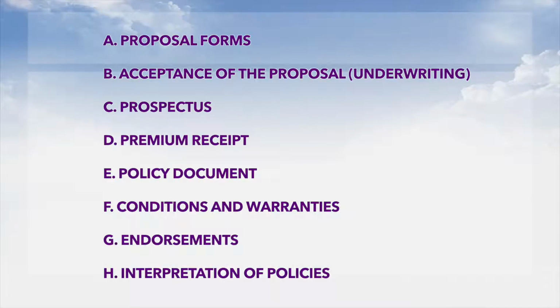Now we are going to learn about a few concepts: what is a proposal form, and acceptance of the proposal, which we call in short underwriting. The third one is the prospectus. We might have understood about the prospectus. And then when we pay, we get a receipt, which we call the premium receipt. See the importance of having the premium receipt. And then how to document, that is the policy document, and a few concepts like conditions and warranties. Then how to endorse it, which we call endorsements, and how to interpret the policies, which we call interpretation of policies. Now let us learn all these concepts one by one.